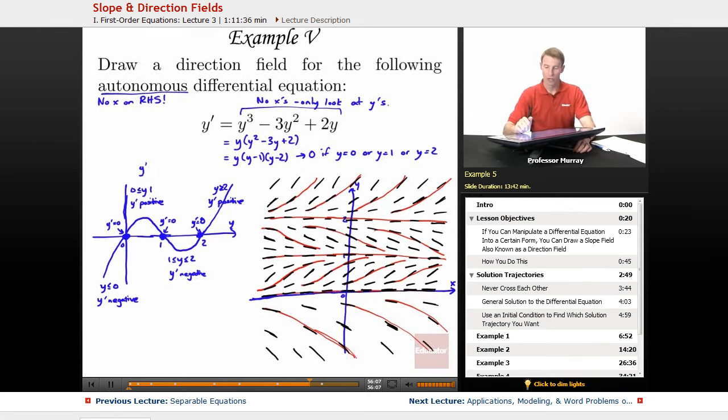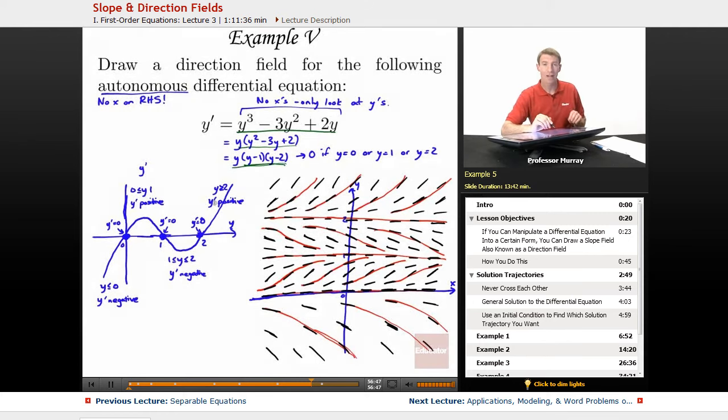So let me remind you how we figured everything out here. I'm going to show you a computer-drawn slope field for this differential equation on the next slide, but I don't want that to come as a revelation. I want you to understand where these slope fields come from. The first thing we noticed was that the word autonomous keys us into the fact that there's no x's on the right-hand side. So there's only y's. It means we just have to look at the values of y, and we can ignore the x's completely. In order to really understand this, I factored out a y first, and then I factored that into y times y minus 1 times y minus 2.